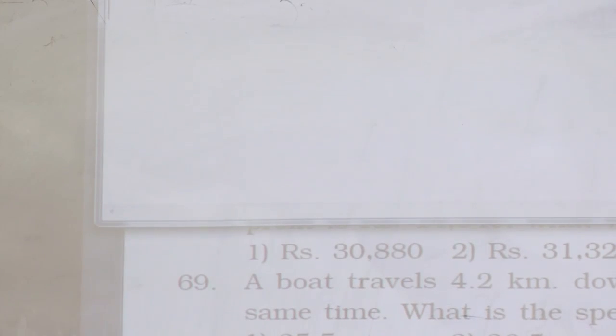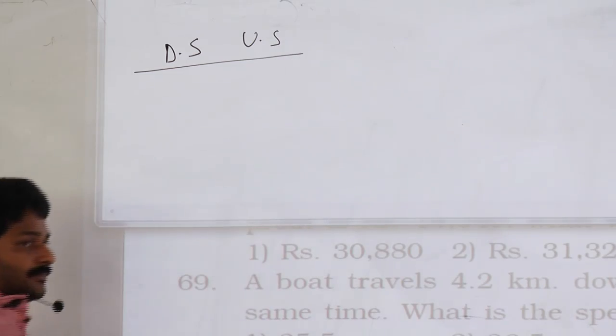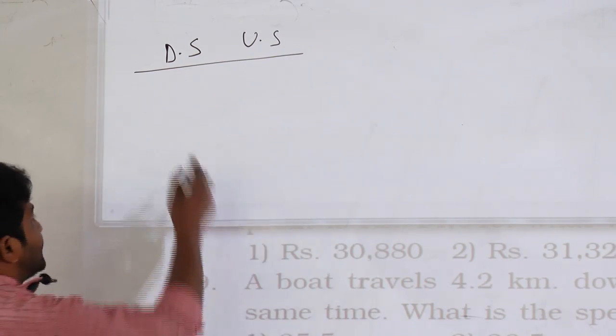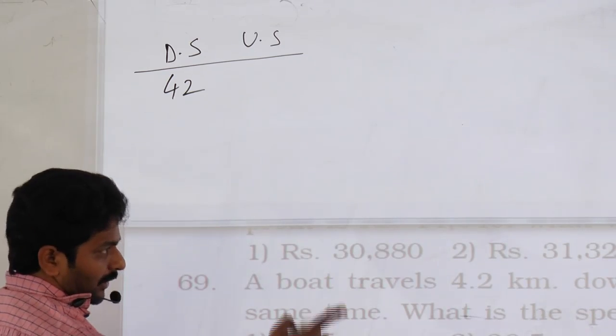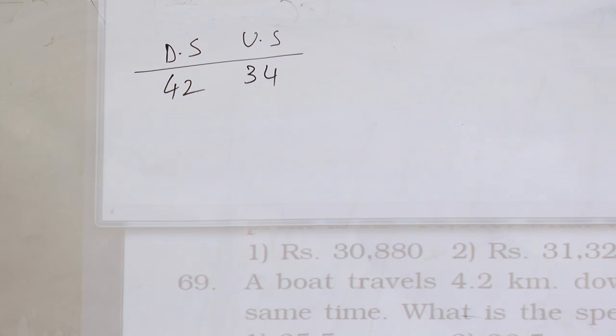A boat travels 4.2 kilometers downstream in 8 minutes and 3.4 kilometers upstream in the same time. What is the speed of the boat in still water? The time is the same, 8 minutes. What is the distance covered in downstream? 4.2. And distance covered in upstream? 3.4. So downstream and then upstream, the distance ratio can be 42 and then 34. Right?